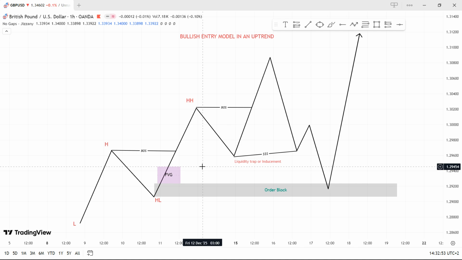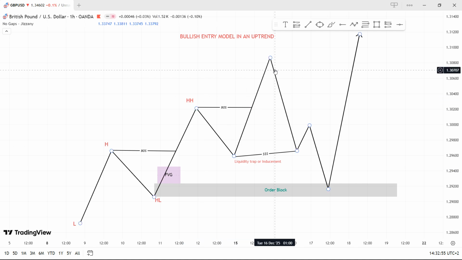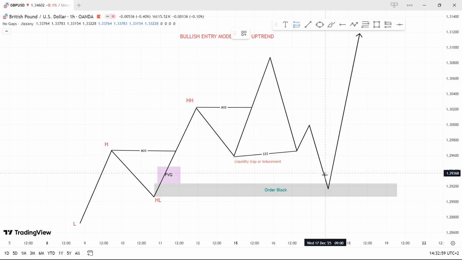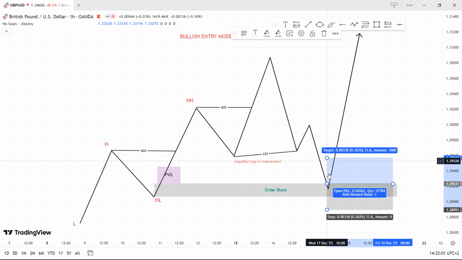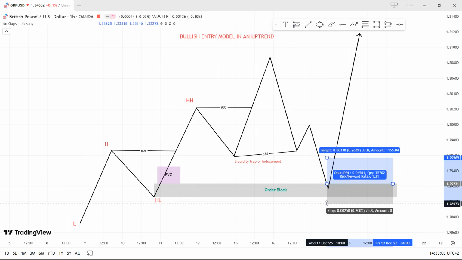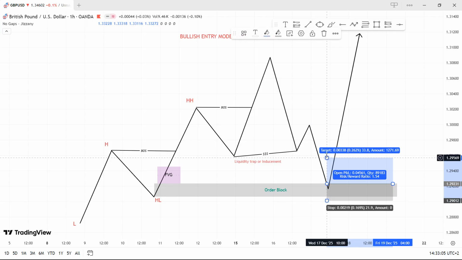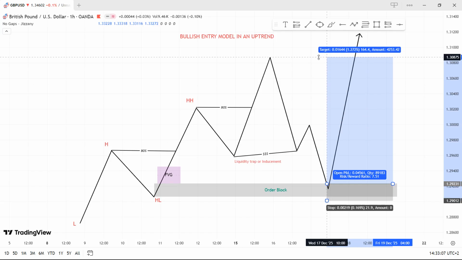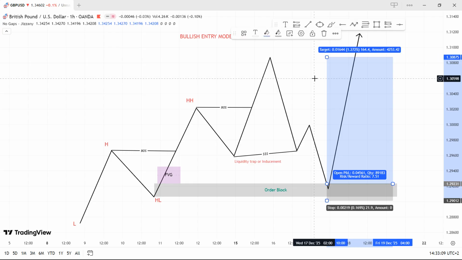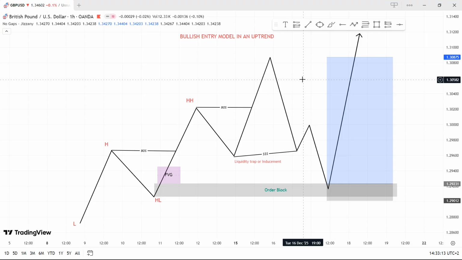So after all this, we now take our buy. We'll set our buy limit here. Our stop loss will be just below that order block, and we'll be targeting this previous high. So that's our entry model.